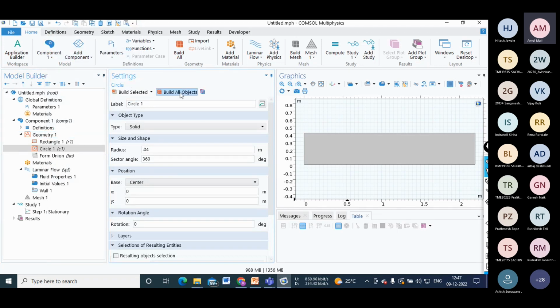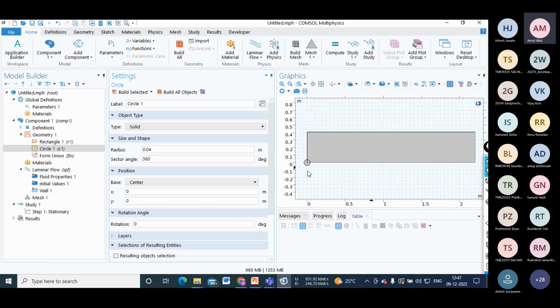0.04 is the radius. When I select it, it will be placed at the corner, so now I have to shift it to the center location. So how much do we have to shift? x should be 0.25, and y should be how much? 0.41 divided by 2, because the height of this rectangular pipe is 0.41.